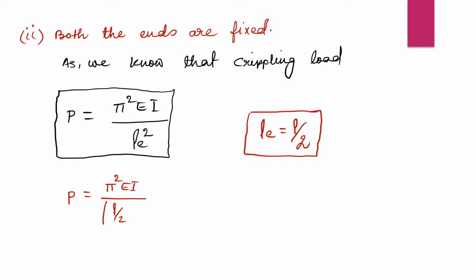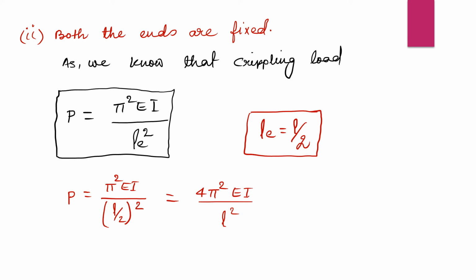L by 2 square. So our formula will become 4 pi square EI divided by L square. If you solve this equation, our formula will become 4 pi square EI divided by L square. This is our new formula. Understand?